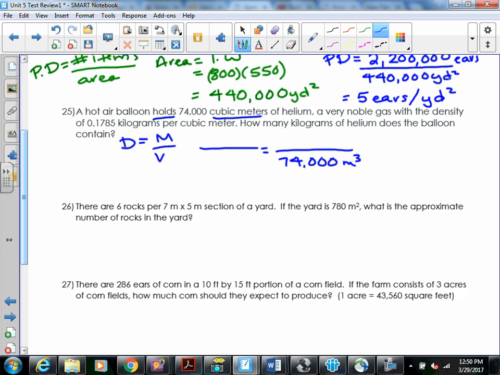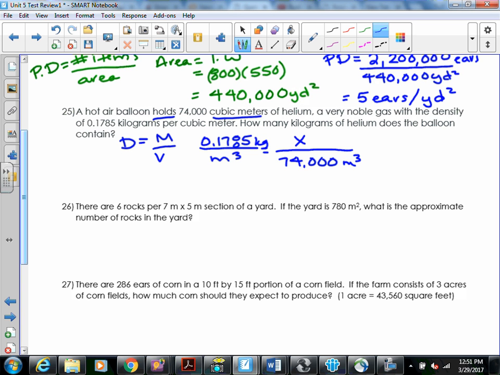They then told us that the gas has a density of 0.1785 kilograms per cubic meter. Well, they're giving us the density, so you know that goes on the left side: 0.1785 kilograms per cubic meter. And they're asking how many kilograms of helium the balloon contains?